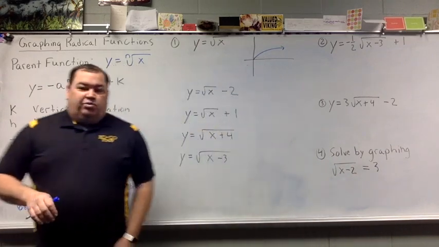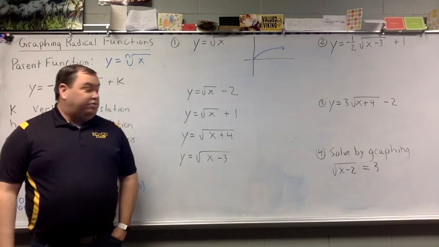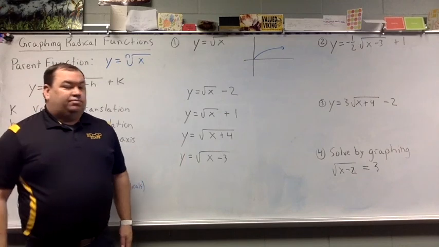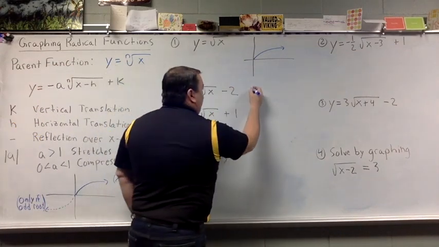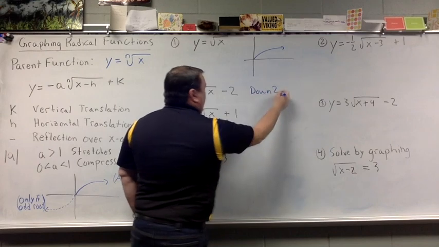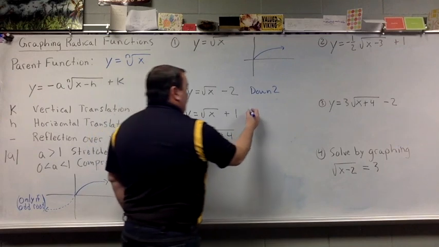Here's the basic square root. Notice I only drew the half of it. I did not draw both parts. And we made some changes. If I put a -2 on the outside, that moves it down 2. If I have the +1, that moves it up 1.